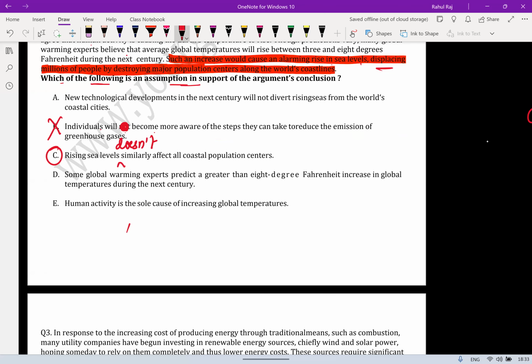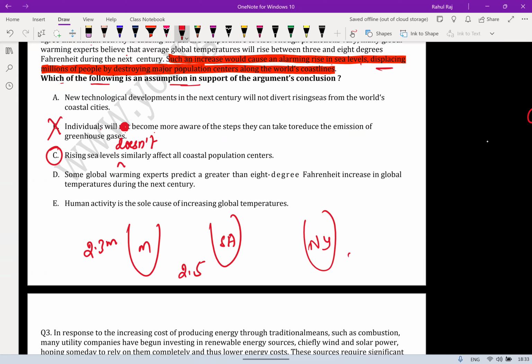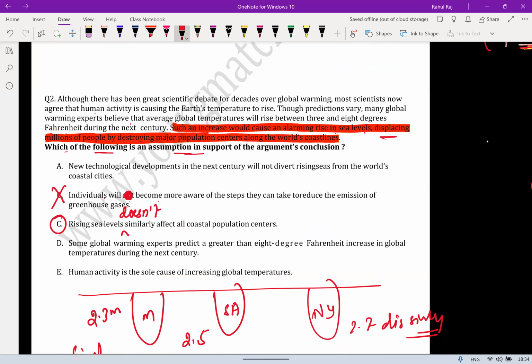So sea level does not similarly affect all the coastal population centers. Please understand, let's say Mumbai is at a height of 2.3 meters above the sea level. South Africa is at a height of 2.5 meters above the sea level. New York is at a height of 2.7 meters. Sea level has risen to 2.6 meters. Whether it affects similarly or dissimilarly, it is still affecting the coastal population centers. Still people are being displaced. So even if I negate it, my conclusion is not being weakened.